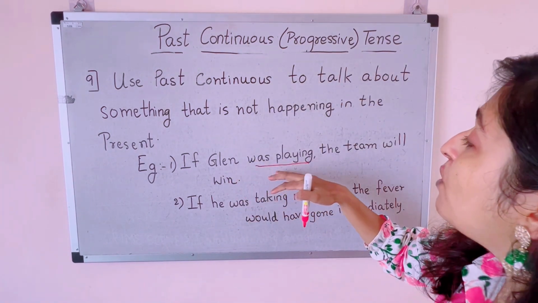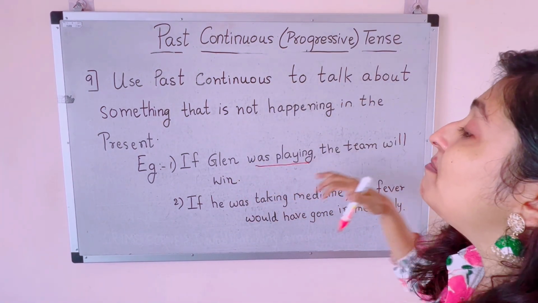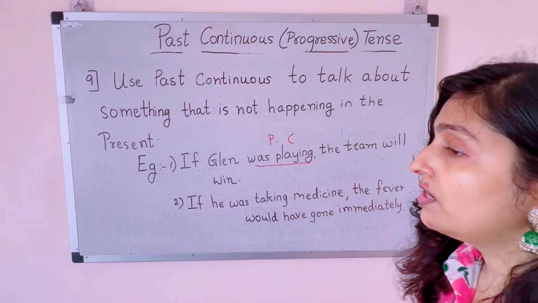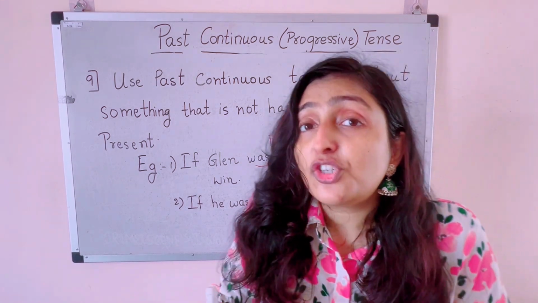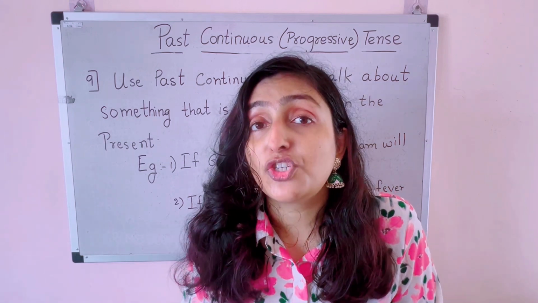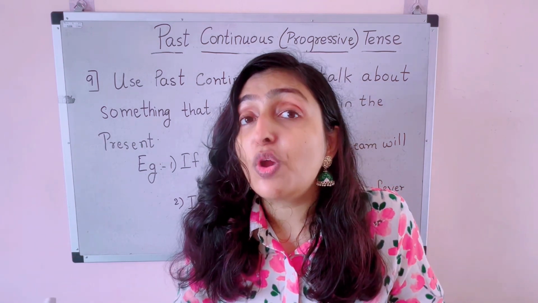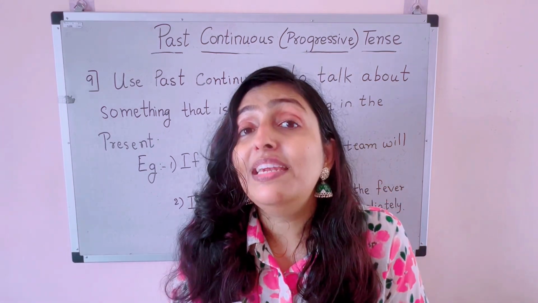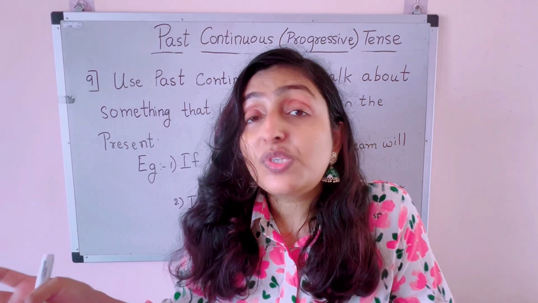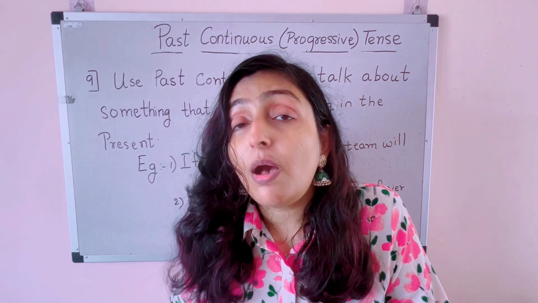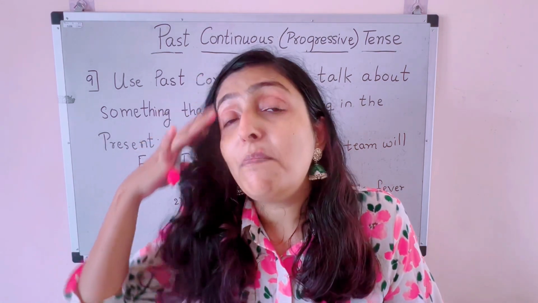If Glenn was playing, the team will win. This is in past continuous. Imagine that you are sitting in the stadium watching the match, and all of a sudden you come to know that your favorite player named Glenn is not in the team. He is absent. He is not a participant in the match.